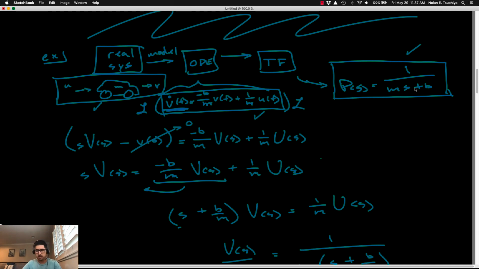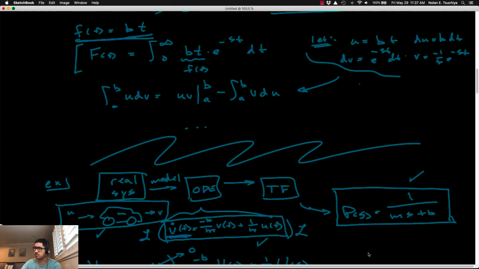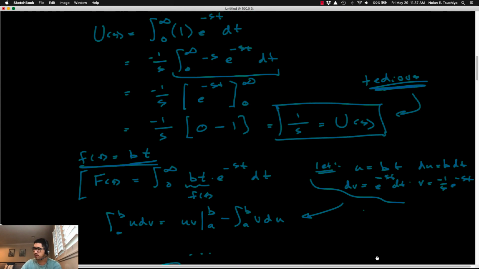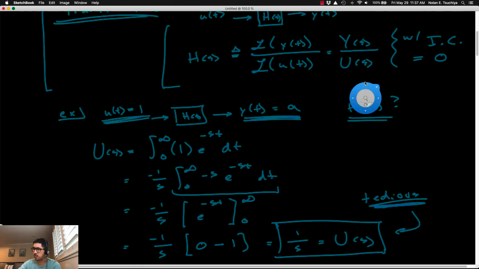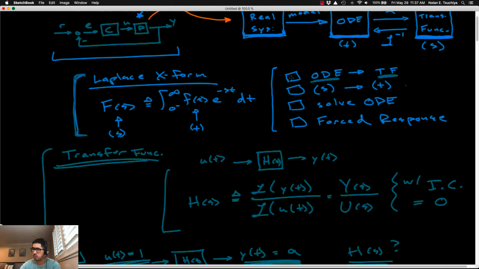Okay, so for any differential equation that you come across, you can always apply this method to solve for the transfer function. And what that allows us to do is to check off this first box. The next checkbox is the worst one. Okay, let's just start there.